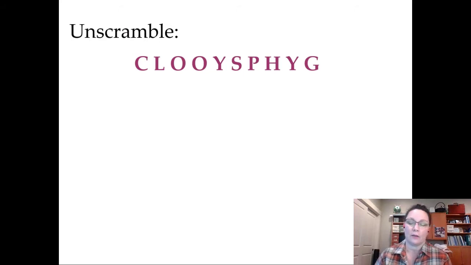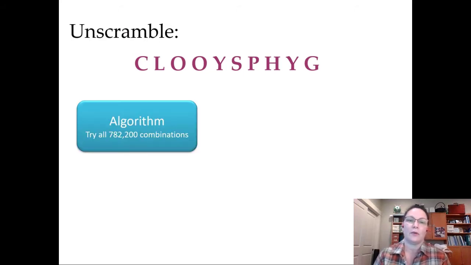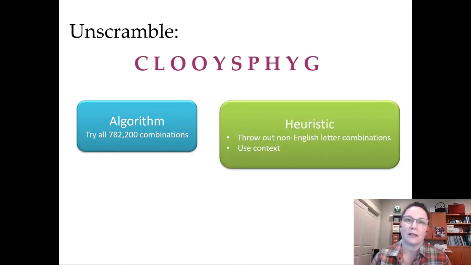If you used an algorithm to unscramble those words, you would have to try all 782,200 possible combinations of these letters and then decide which one is probably the most likely to be the word. I'm going to guess you didn't do that in solving this problem. I'm going to guess that when you saw that scrambled word, within a couple of seconds you recognized what it must be, because you used a heuristic.